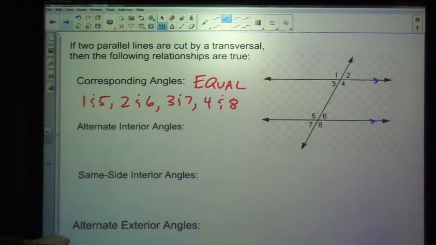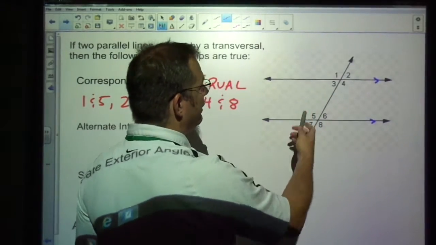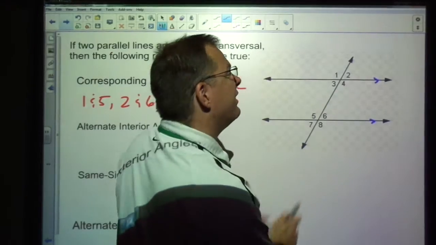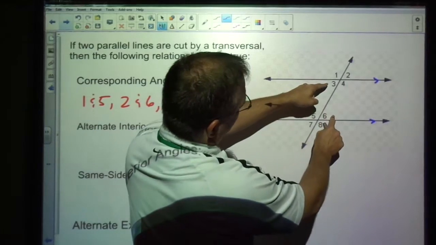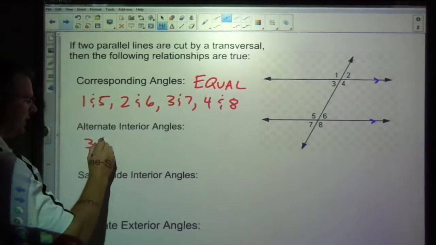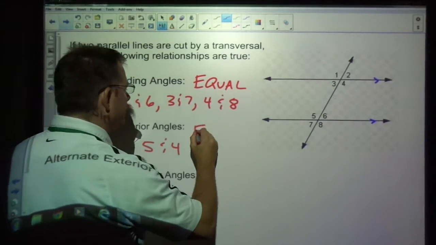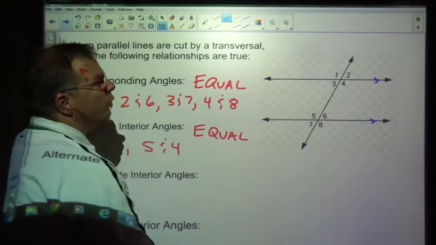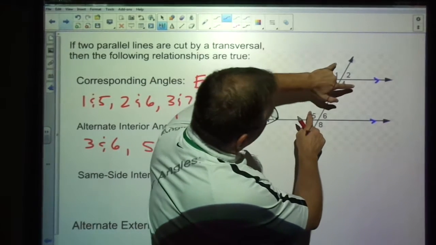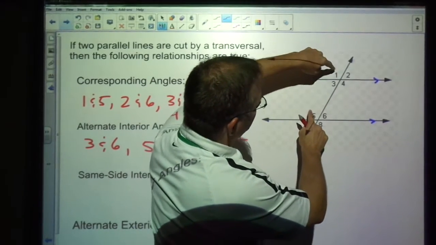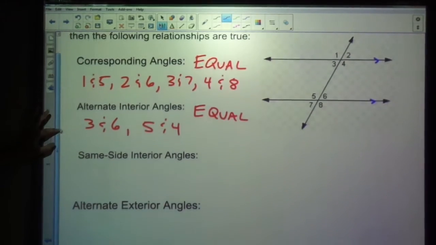Alternate interior, remember alternate just means on opposite sides of this transversal, so one over here and one over here. And interior means on the inside of the parallel lines. So alternate interiors here would be 5 and 4 or 3 and 6. Let's put those down, 3 and 6, 5 and 4. And alternate interiors are also equal. We know that because since corresponding angles are equal, if 1 is equal to 5 and 1 and 4 are vertical, then these have to be equal also. Corresponding is really the only one you really need. You can figure out the rest of them.